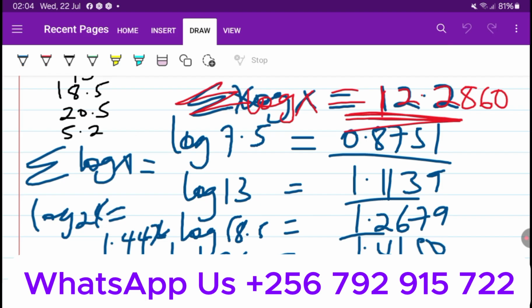How do you get the antilog? You press the shift key on the calculator, then you press log. That will open up the antilog feature. Then you put in brackets, because we are going to get 12.286 divided by n. Our n, these numbers were 10. You divide by 10.